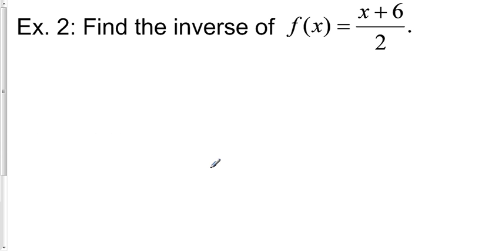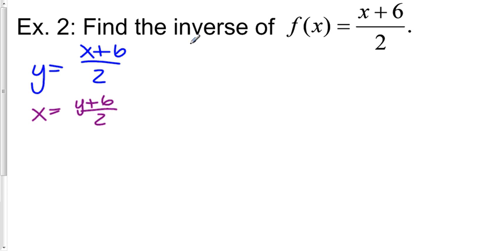Here's how it works. So I'm going to start by rewriting it as y equals instead of f of x equals, just because we don't want to deal with function notation. So y equals (x plus 6) over 2. That's step 1. Now step 2, you're going to switch x and y, basically their places in the equation. So you're going to write x equals (y plus 6) over 2. Swap them. Now we've got the inverse function here.